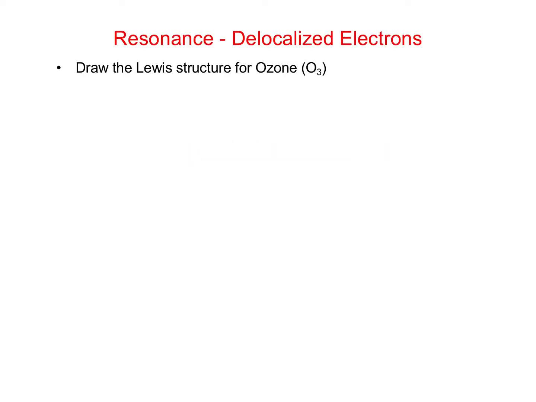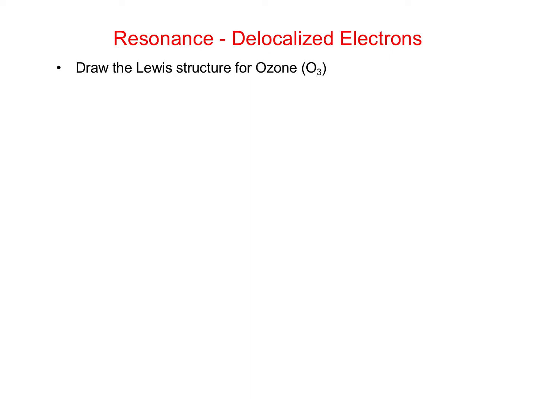Our next topic that is closely related to Lewis structures is the idea of resonance and what it means for electrons to be delocalized. So let's start by drawing the Lewis structure for ozone.